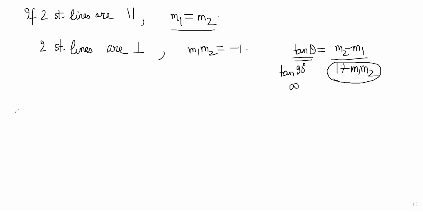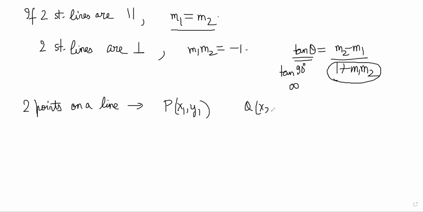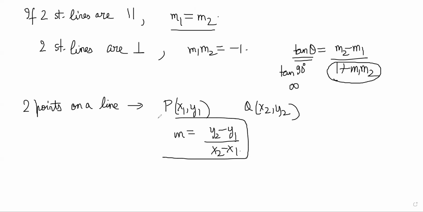Also, if you have 2 points on a line, how do you calculate the slope? So if the point is x1 comma y1 and another point is x2 comma y2, the slope is obvious. It is y2 minus y1 by x2 minus x1, right? So that is how you find the slope. So that was my first equation of a line.